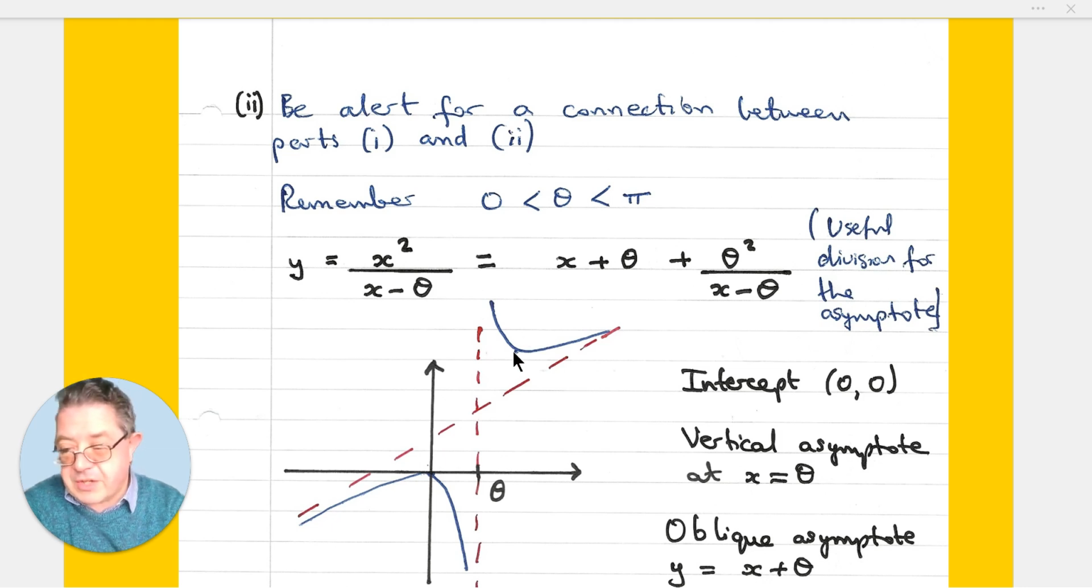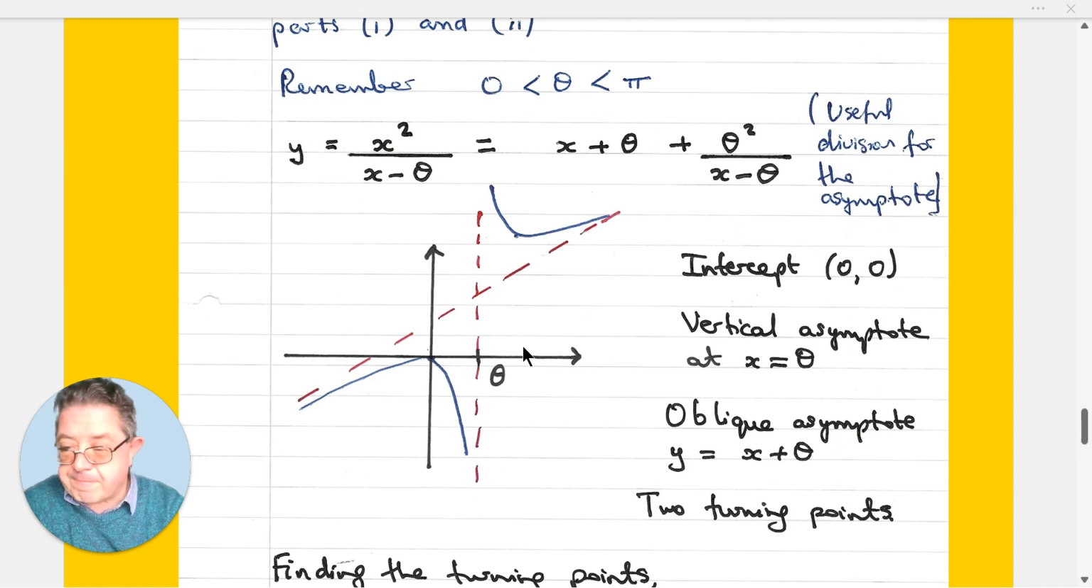We also have two turning points, a maximum and a minimum, the minimum being at (0, 0) and the maximum being symmetric in the point where the asymptotes intersect. And we're going to find that in just a moment. So there is our graph.